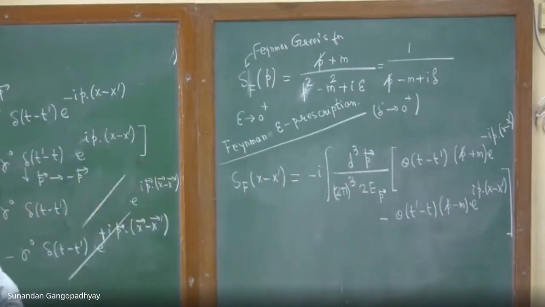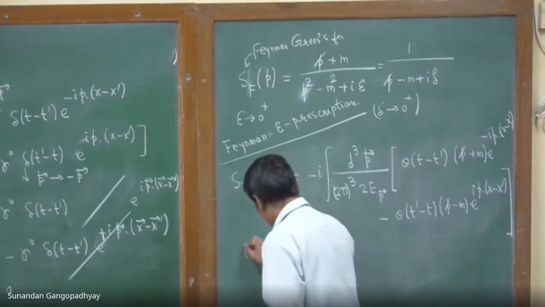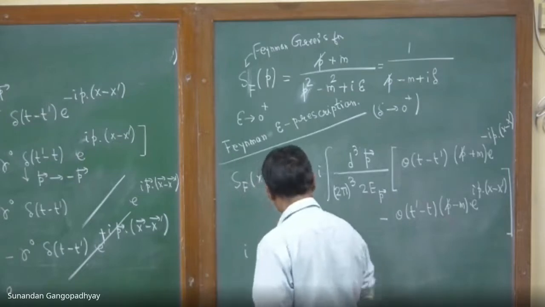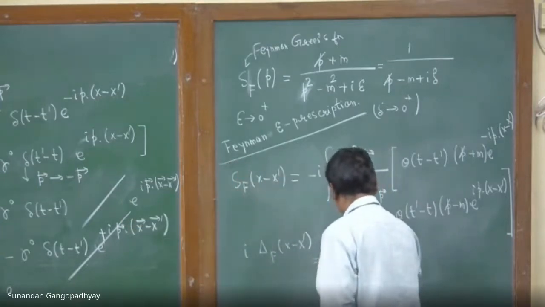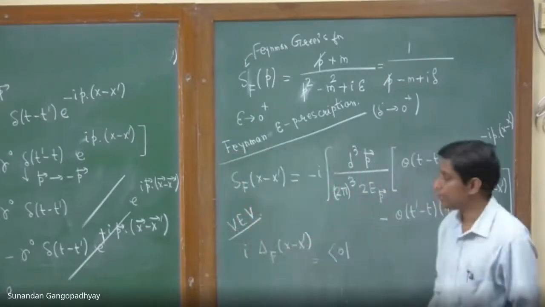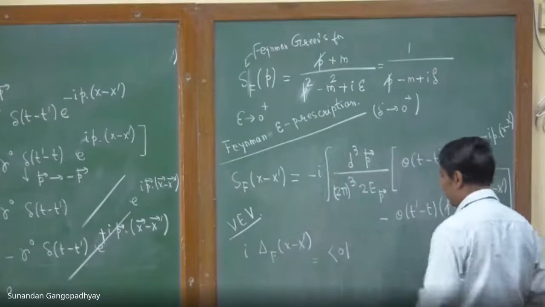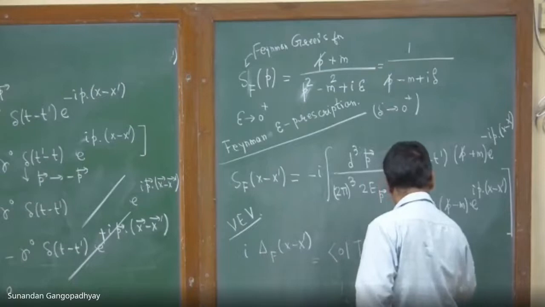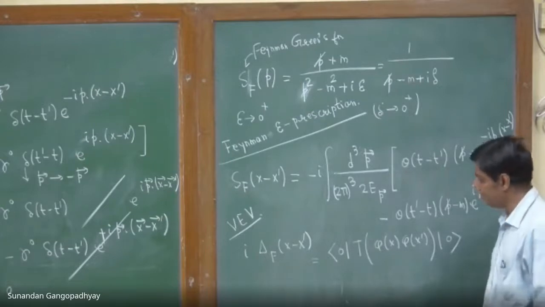We want to show now an important result. The important result that we want to show is the following. Remember that in case of scalar fields, we have seen that I delta f x minus x prime, the expression for which I have written on the other side of the board, was basically the vacuum expectation value. So we shall use the short form VEV for vacuum expectation value. So this scalar field propagator was basically the VEV of this time order product of phi x, and this. So this was the result that we have already seen earlier.